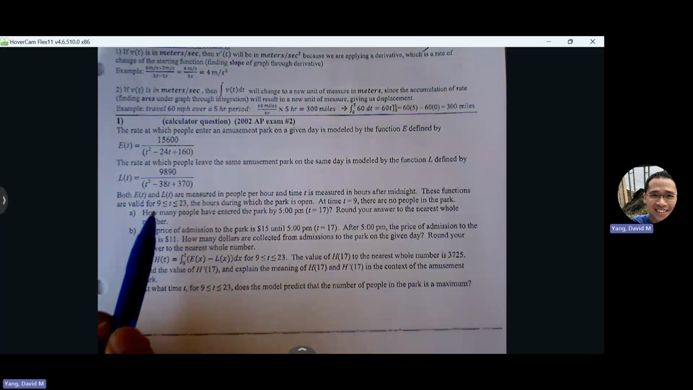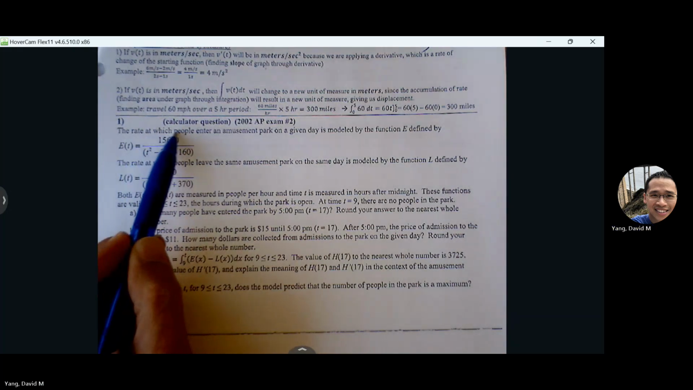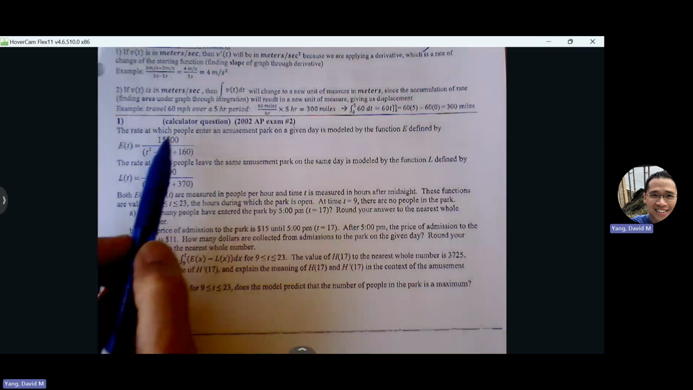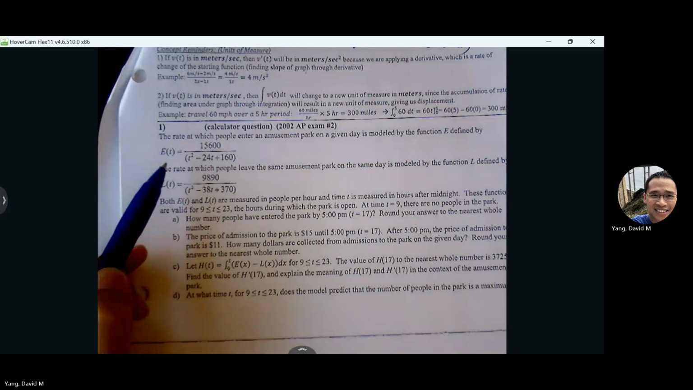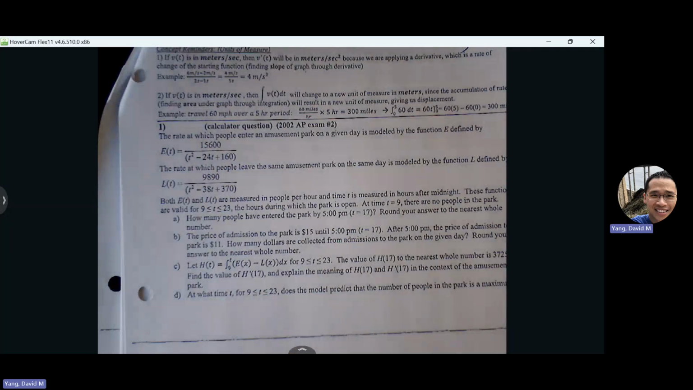So what do you think we can do if we want to find the total number of people who've entered the park? Take the what? Right. We want to accumulate the rate over the course of the day. So what feature can we use? Not the derivative, but the integral, right? So the integral will allow us to accumulate the rate.